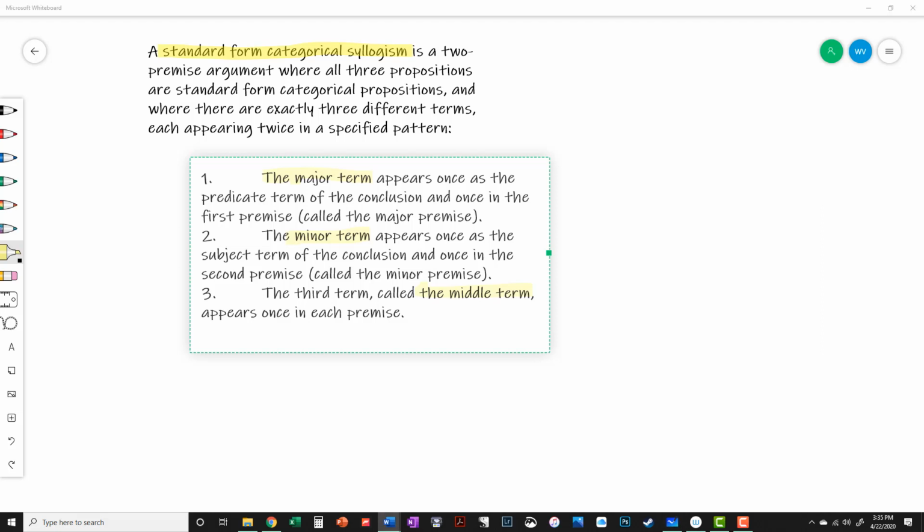It is something that I will test you on when we get to the second test.